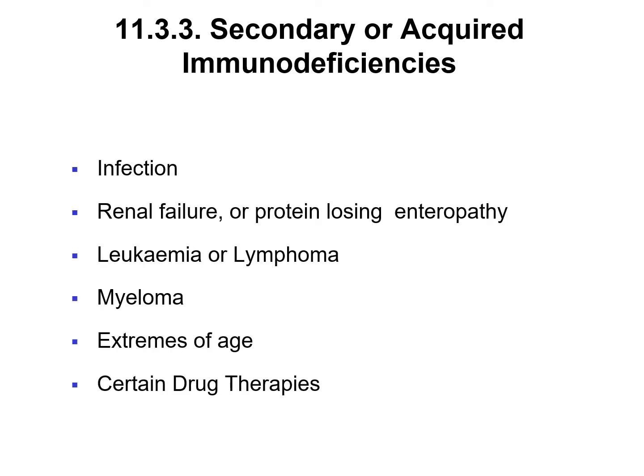People who are prone to develop secondary immunodeficiencies are people who have infection, renal failure, protein losing enteropathy, leukemia, lymphoma, myeloma, people who are at extremes of age, very old, very young people, and certain drug therapies like chemotherapies.